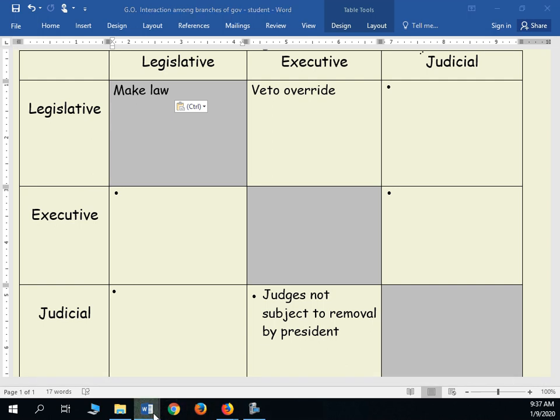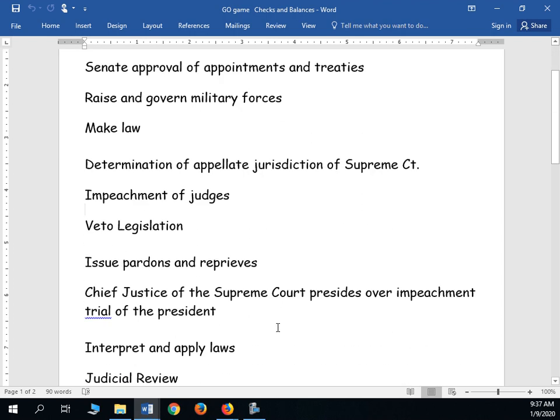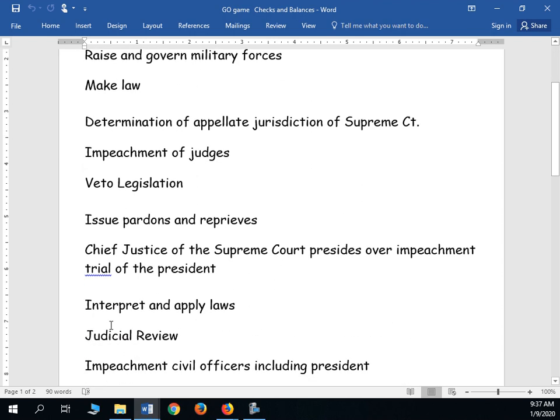All right. So now on this list that you see right here, every one of them is used. There's nothing not used. There is one, you'll see there are two, interpret and apply laws. There are two locations that can be used.